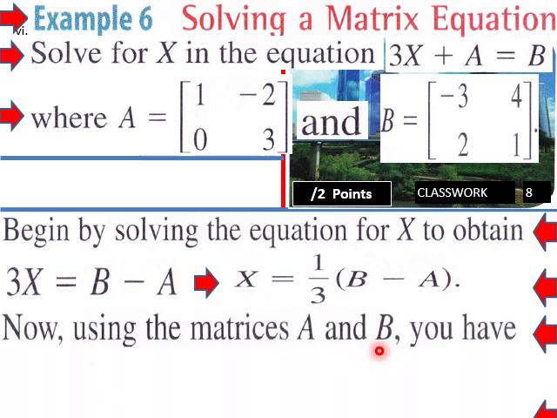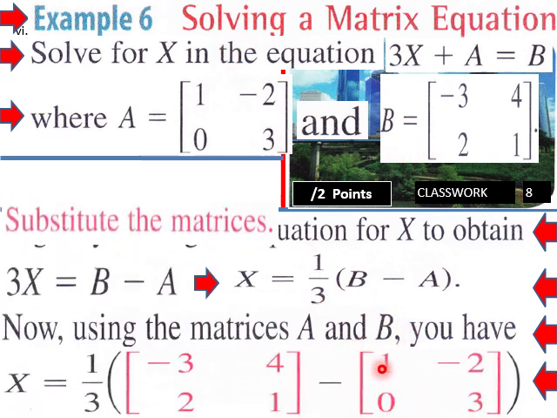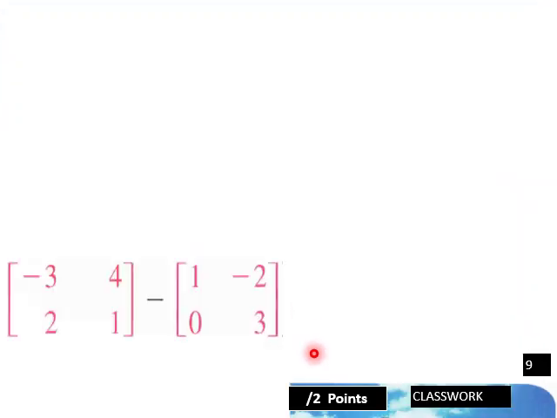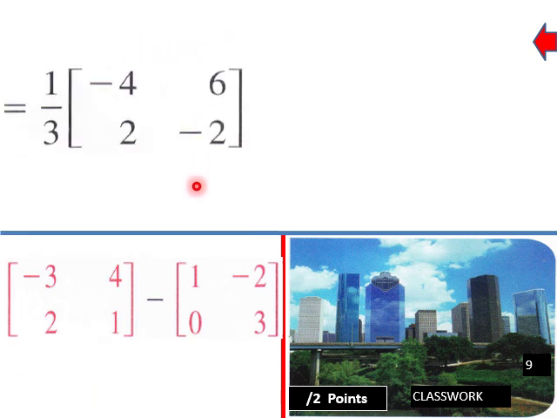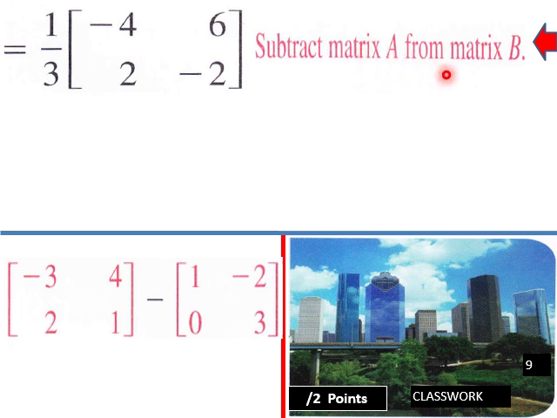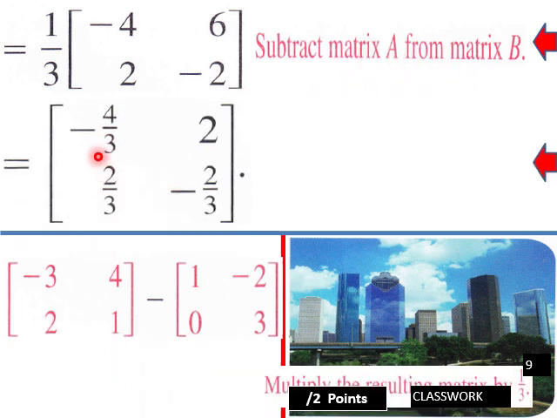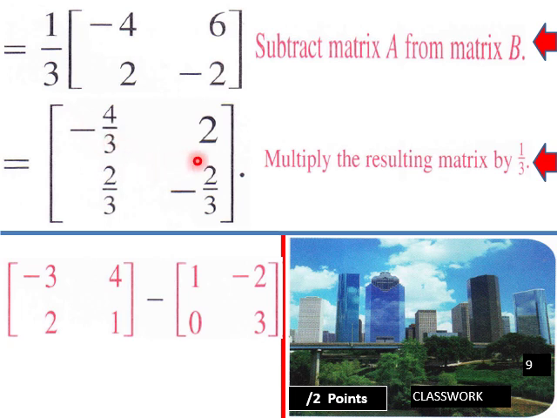Now using the matrices a and b, you have x equals 1/3 of b minus a. This is our b here. B is here. Then our a is over here. So now we have that. Now once we have that, subtract matrix A from matrix B. So then we end up with this here, -4, 6, 2, and -2 when you subtract matrix A from matrix B. So now when we multiply through by 1/3, we have -4/3, 2, 2/3, and -2/3. Multiply the resulting matrix by 1/3 now.